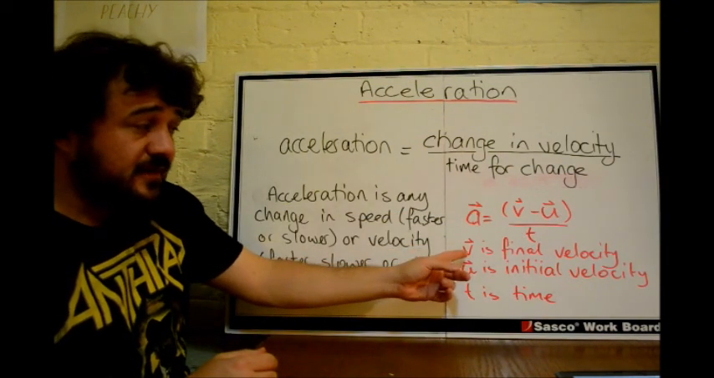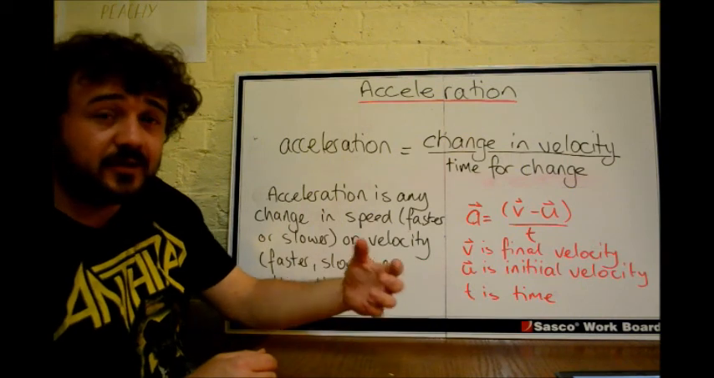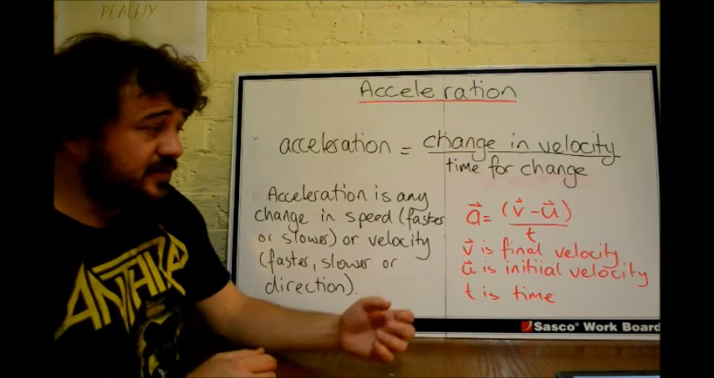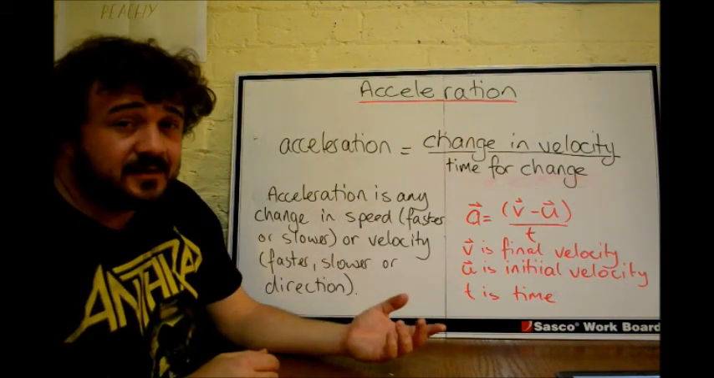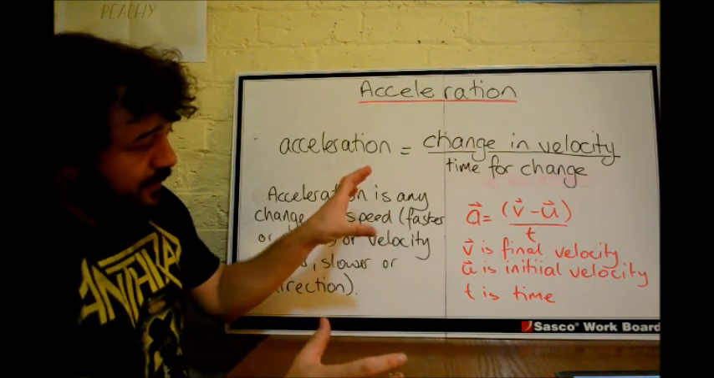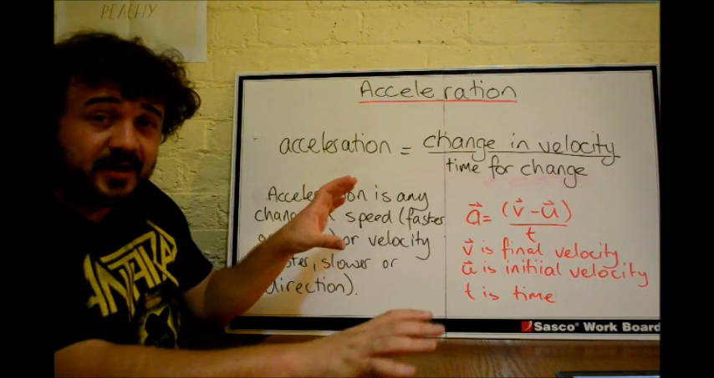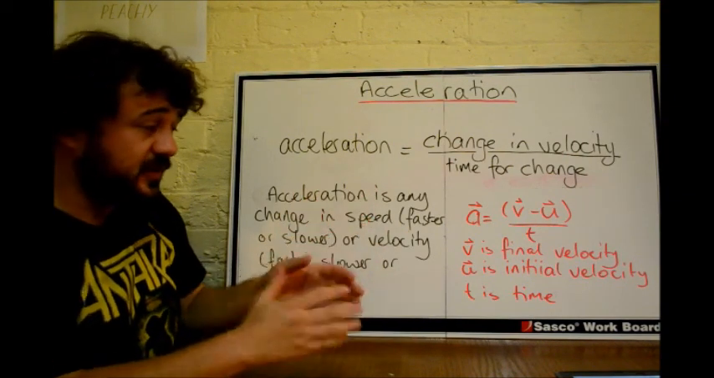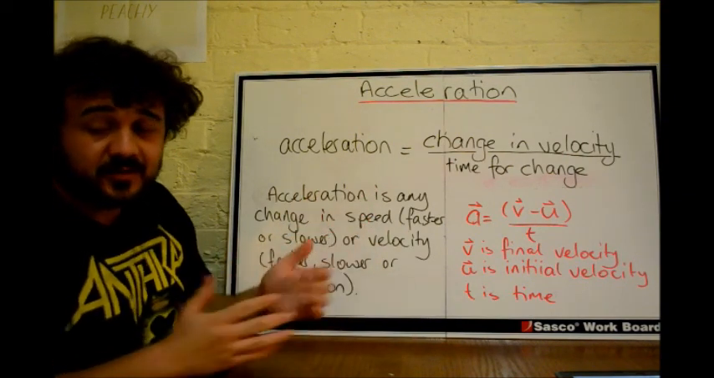So v is the final velocity, so that's what you end up at. u is the initial velocity, and t is the time. So that's really simple if you think about it. It's basically where you ended up minus what you started at, so that's your change in velocity, divided by the time it took to get there.